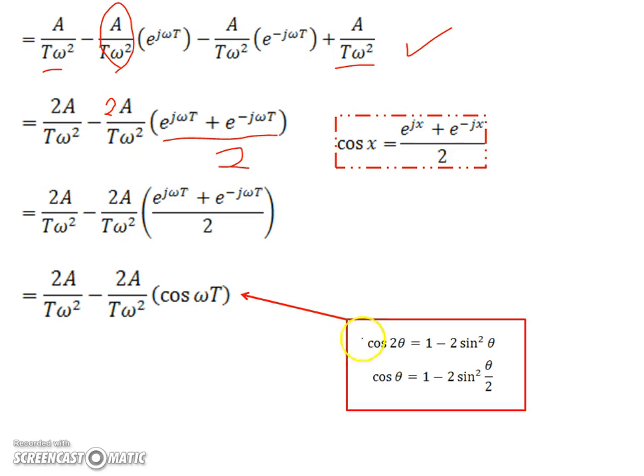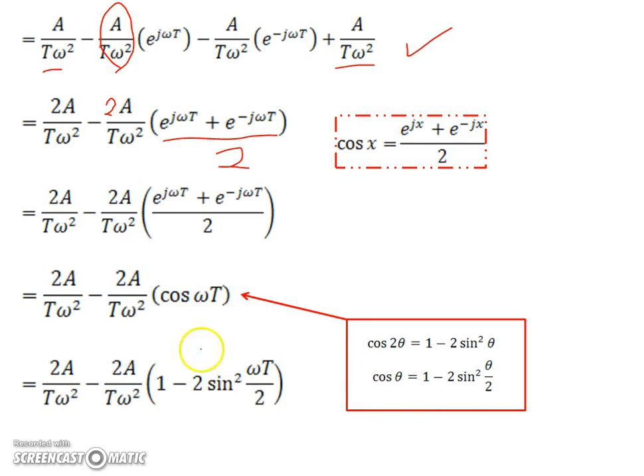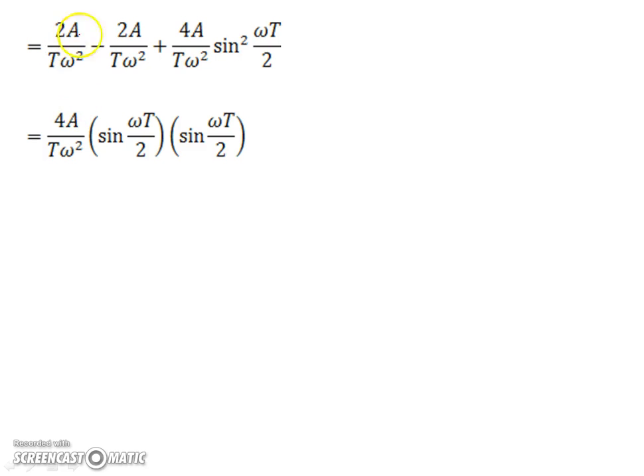When we only have cos theta, we will have 1 minus 2 sine square theta over 2. So we can now substitute in the cos theta into it, and we will get a new line like this. So we can expand the 2A over T omega square into the 1 minus 2 sine square omega T over 2. After that, we can cancel the 2A over T omega square, so that we are only left with 4A over T omega square sine square omega T over 2.